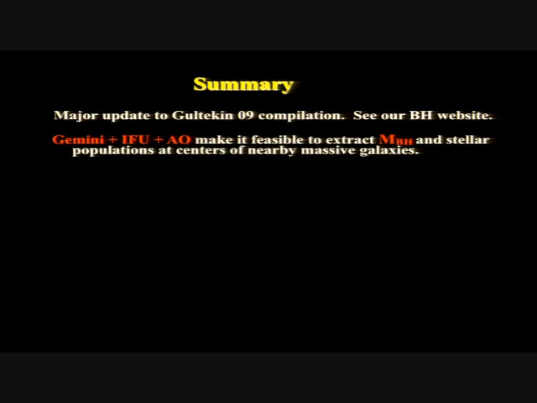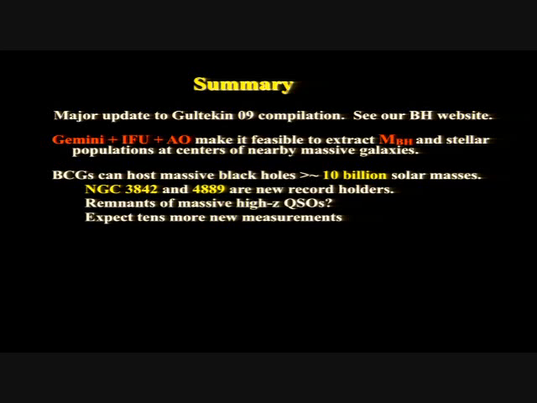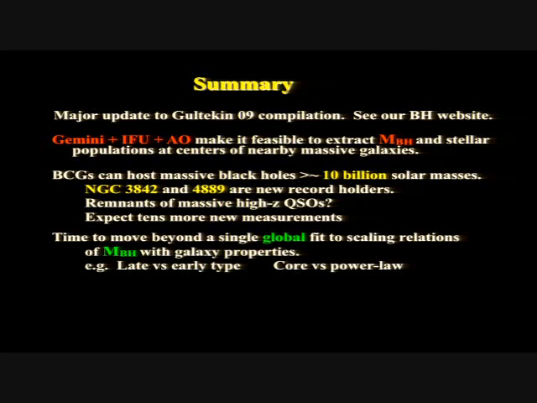So in summary, I think it's time for the black hole community to actually have a central data site, and that could include whatever new data points come in. Ground-based big telescopes with IFU and AO make it feasible to now get black hole masses at the very, very massive end, where these galaxies tend to be more distant. We've found a couple of 10 billion solar mass black holes that could compete with the most massive quasars at high redshift. So it's tantalizing that these ellipticals could be remnants of the high redshift quasars.